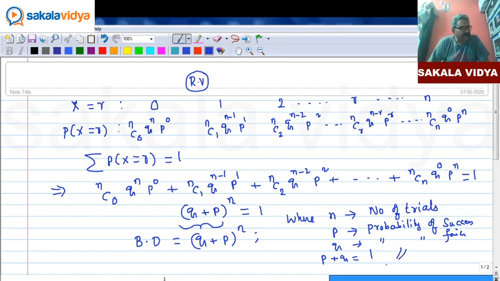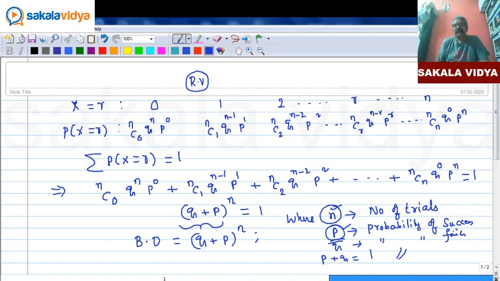So, this is the basic concept of the binomial distribution. Why should we call it a binomial distribution? Here only n and p are known, everything you can find out. The q is equal to 1 minus p, and n comma p are called parameters here. So, you remember one thing.